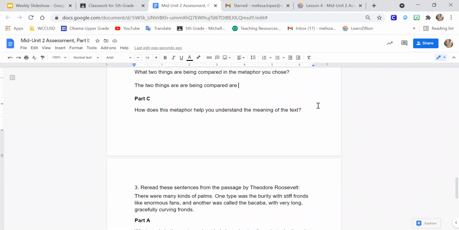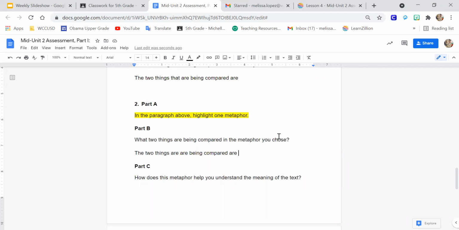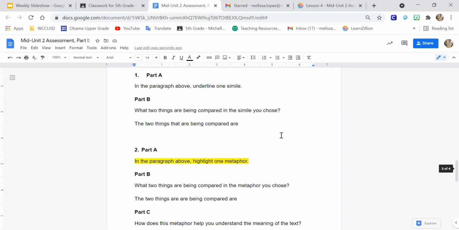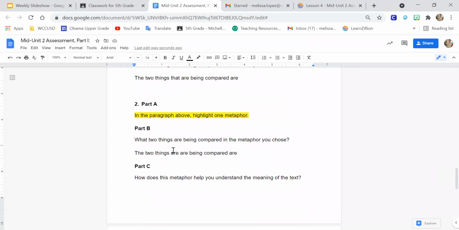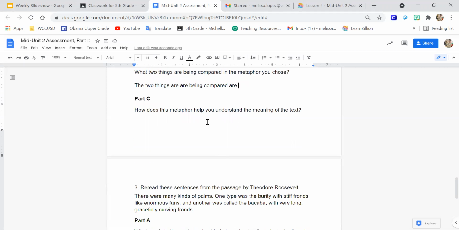Part C, how does this metaphor help you understand the meaning of the text? So you're going to highlight one metaphor in this paragraph, and then you're going to tell me what two things are being compared. And then how does this metaphor help you understand the meaning of the text?